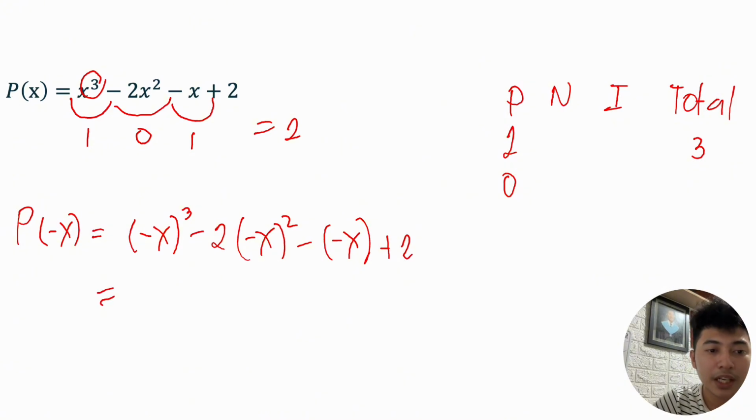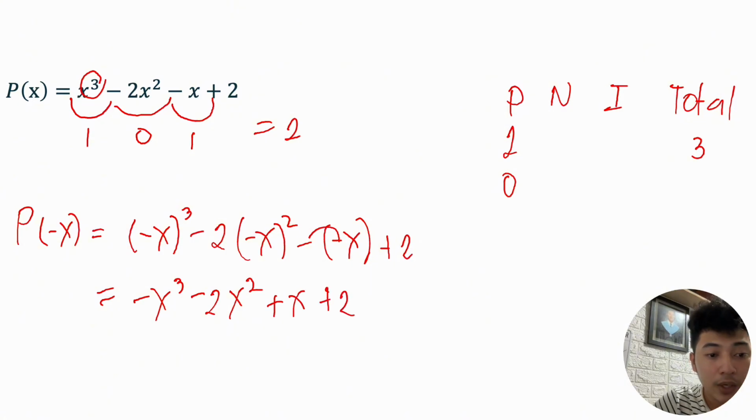So, negative x raised to 3. Negative yung base, odd yung exponent, so that is negative x raised to 3. And negative x raised to 2, negative yung base, even yung exponent, so positive x squared. But you have here negative 2 outside the parentheses, so that will become negative 2x squared. Then, negative times negative x is positive x, plus 2.